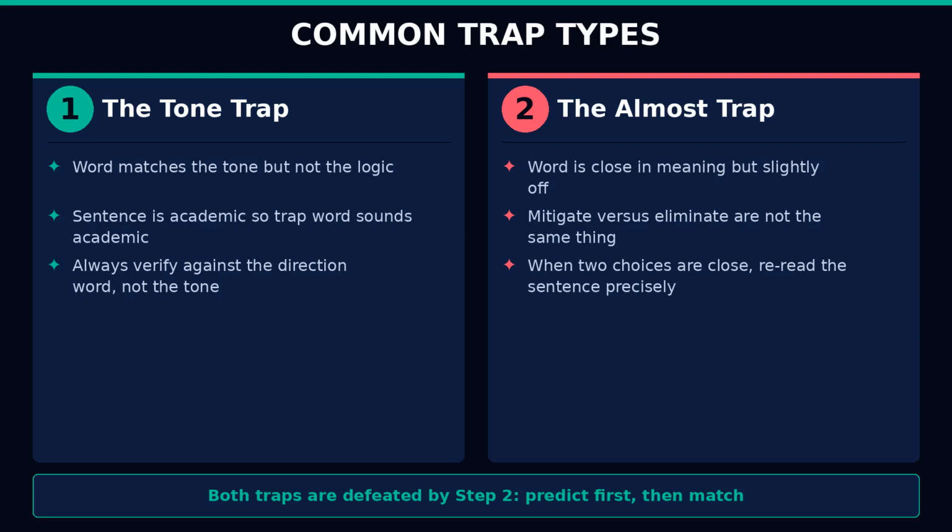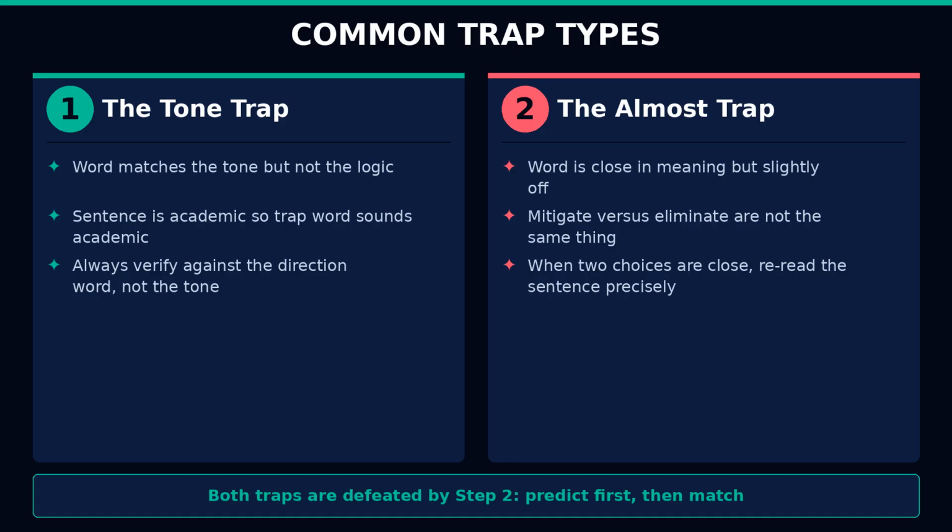Two trap types you will see constantly. First, the tone trap. The wrong answer matches the formal academic tone of the sentence, but does not match the logic. Always verify against your direction word, not the vibe. Second, the almost trap. The wrong answer is close in meaning, but slightly off. Mitigate and eliminate are both about reducing something, but one will be wrong because the sentence requires complete removal, not partial. Both traps are defeated the same way.